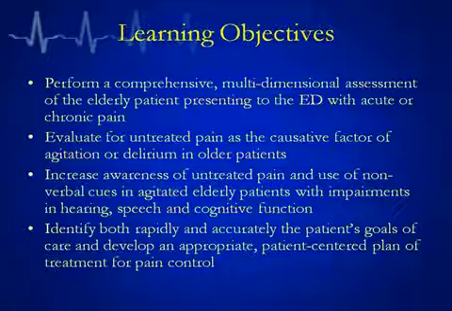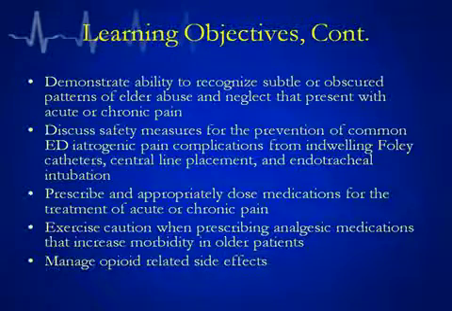We also want to be able to identify both rapidly and accurately the patient's goals of care and develop an appropriate patient-centered plan of treatment for pain control. Some of the other objectives are to demonstrate an ability to recognize the subtle or obscured patterns of elder abuse and neglect that present with chronic or acute pain. We'll discuss safety measures for the prevention of common iatrogenic pain complications from indwelling Foley catheters, central line placements, as well as endotracheal intubation. And we'll also prescribe and appropriately dose medications for the treatment of acute and chronic pain.